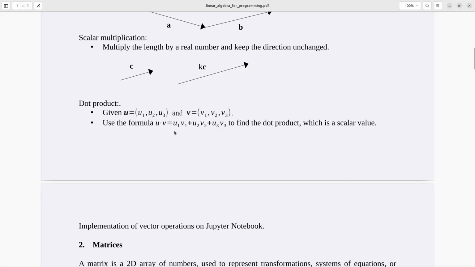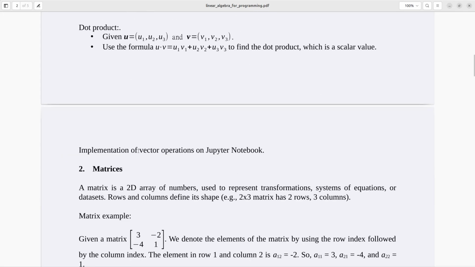Okay, so let us go to the Jupyter Notebook to see how we can implement the vector operations in Python.